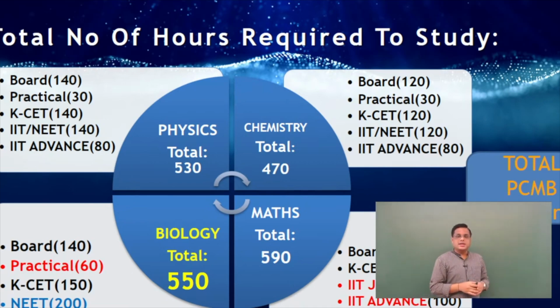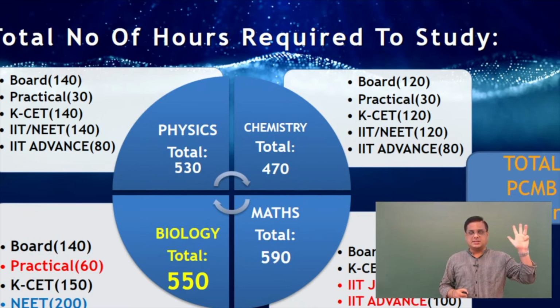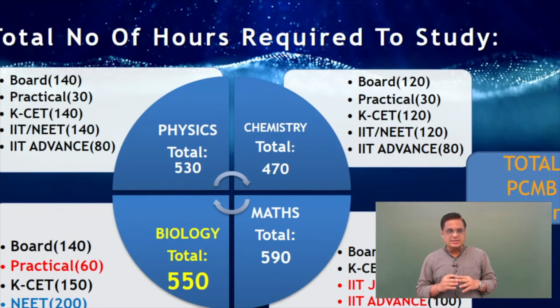In terms of biology, you require around 550 hours. Same thing, board syllabus, practical, KCET, NEET, 550 hours. In total, we shall come back to the total. So let us just quickly see that. To learn physics, you require 530 hours. To learn chemistry, 470 hours. To learn maths, 590 hours. To study biology, you require around 550 hours.